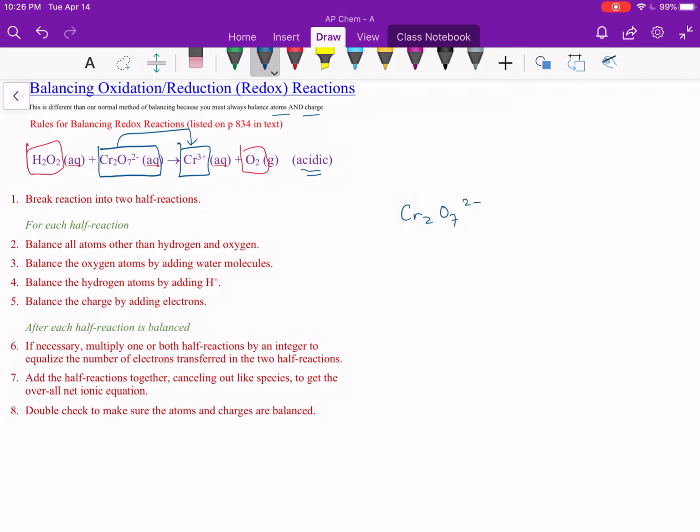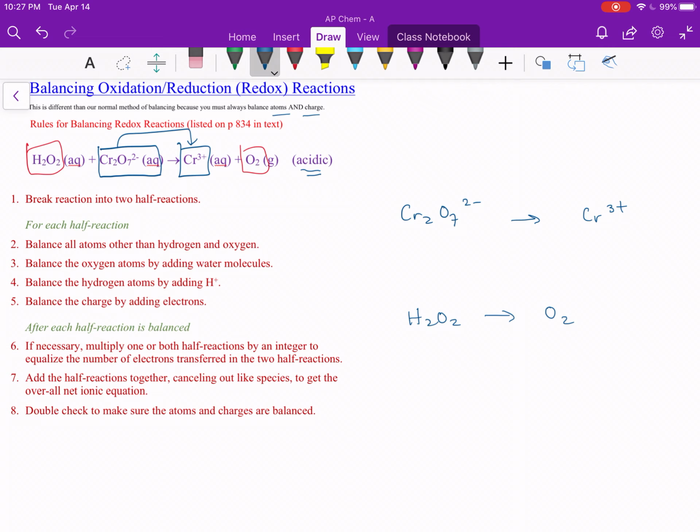So we're going to say our Cr2O7 2- is going to go to Cr3+, and we're going to give ourselves some space. And here we have our H2O2, and that is going to go to O2. I'm going to do the top one first, and then I'll come back and do the second one. Now that we have our two half reactions, we don't care right now whether they're oxidation or reduction. We're going to figure that out in a second.